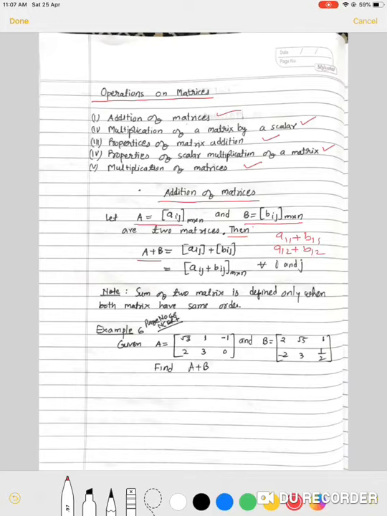Look here, now we are discussing the addition, example number 6, page number 66, NCERT part 1. Given A and B, the order of matrix A is 2 cross 3 and the order of matrix B is the same, 2 cross 3. We have to find A plus B. Here both matrices have the same order, so A plus B is defined. Now we find A plus B.